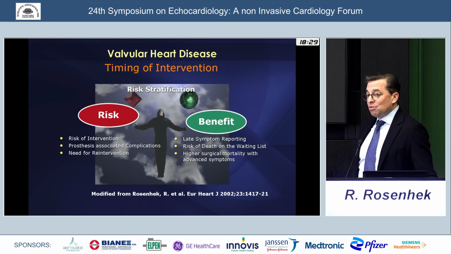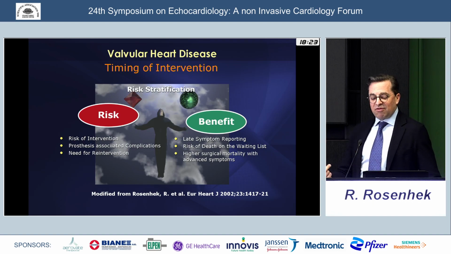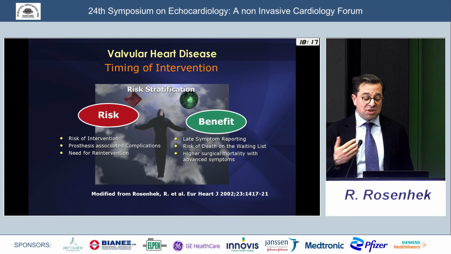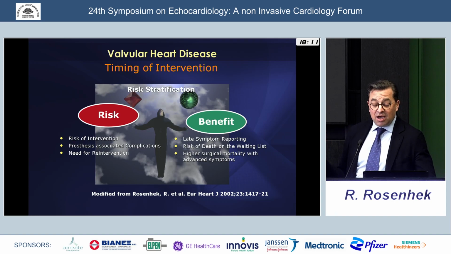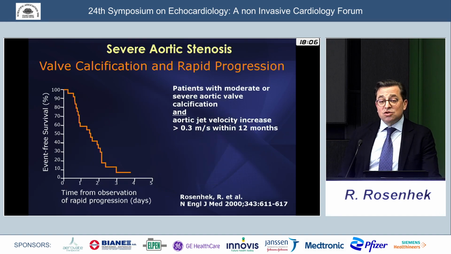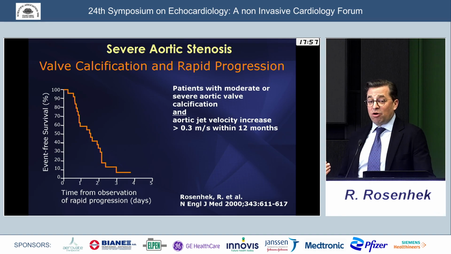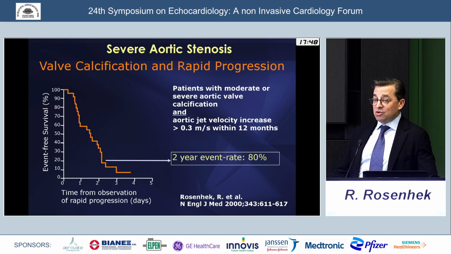But on the other hand, you may want to think about high-risk patients whom you want to take out of this waiting system, out of these problems of waiting times, late symptom reporting, and high mortality on waiting times, and in whom earlier intervention, judging the risk of intervention and potential risks of reintervention, might be justified. And indeed, patients who have a significantly calcified aortic valve, together with a rapid hemodynamic progression defined as an increase in peak aortic jet velocity of more than 0.3 meters per second per year, constitute a high-risk population, where 80% will need surgery within 2 years.